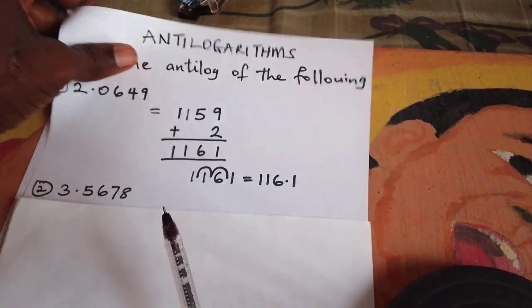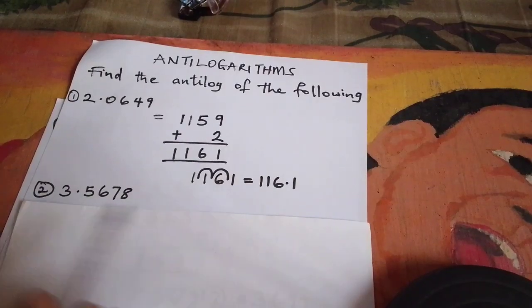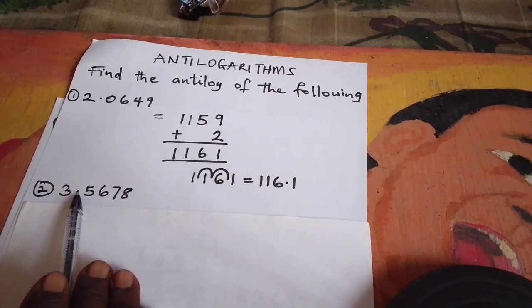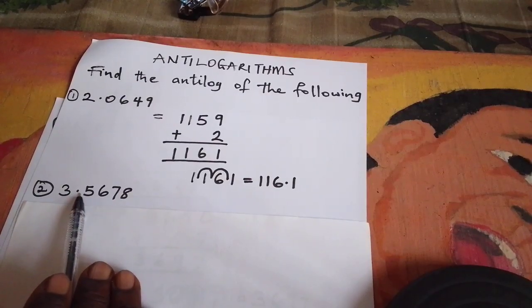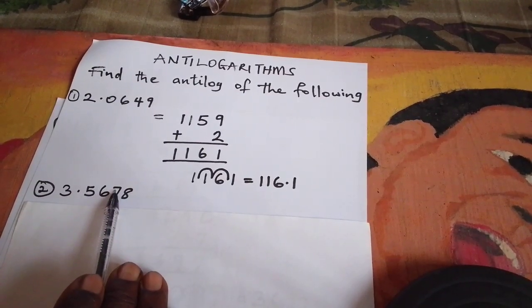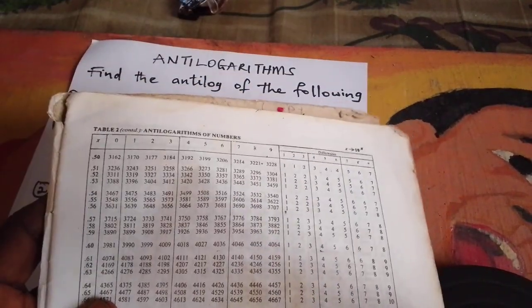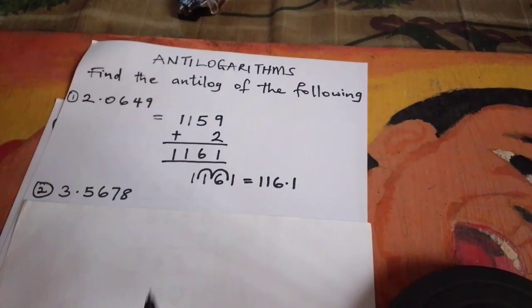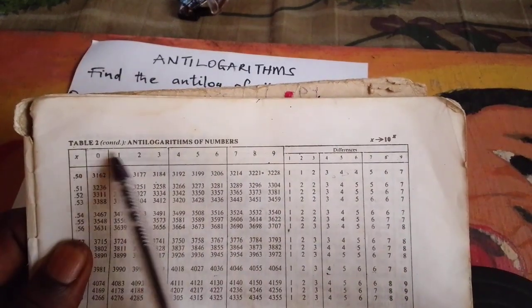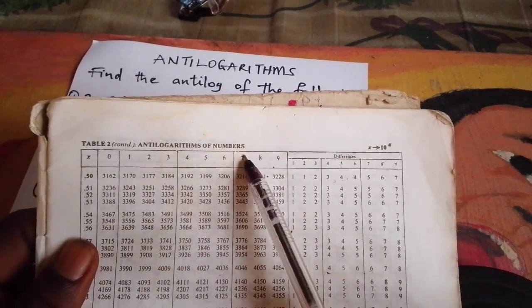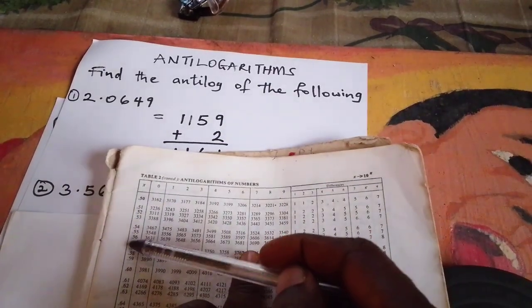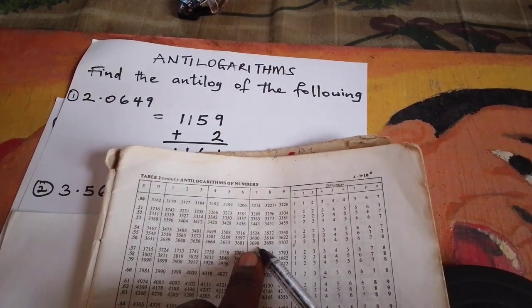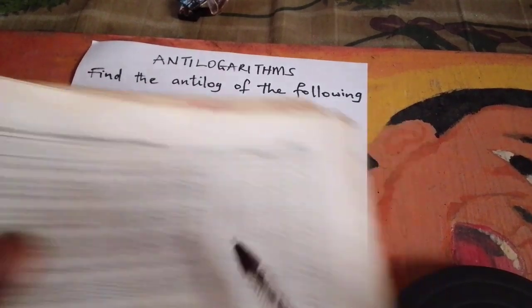So let's have another example. You want to do 3.5678. Again, you first use the number after the decimal point, which is 0.56 under 7, difference of 8. So you look at your anti-logarithm table where you see 0.56. This is 0.56 under 7. So you come to the horizontal side and look for 7. So we have 56 and 7. This is the line for 56. This is 7. You have 3690. So you pen down 3690.